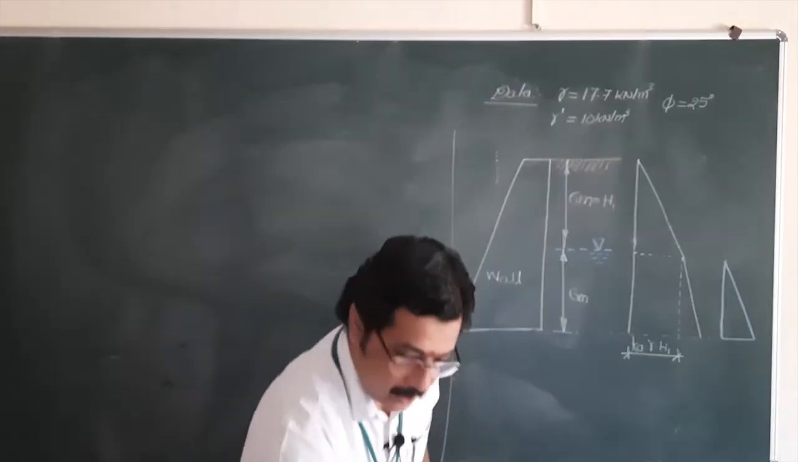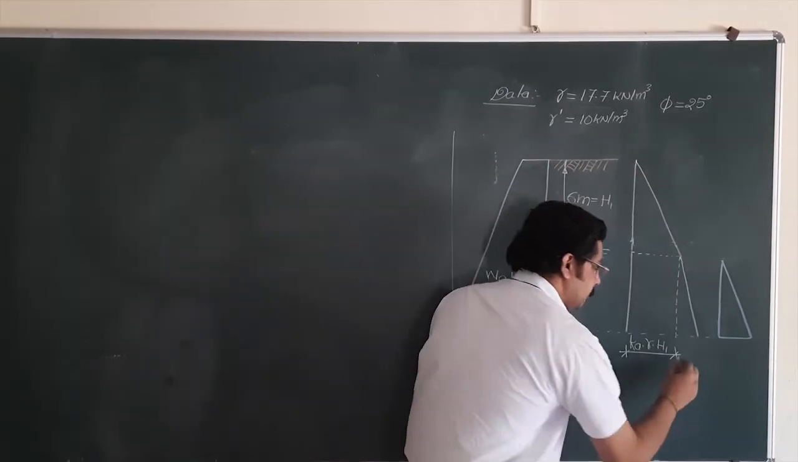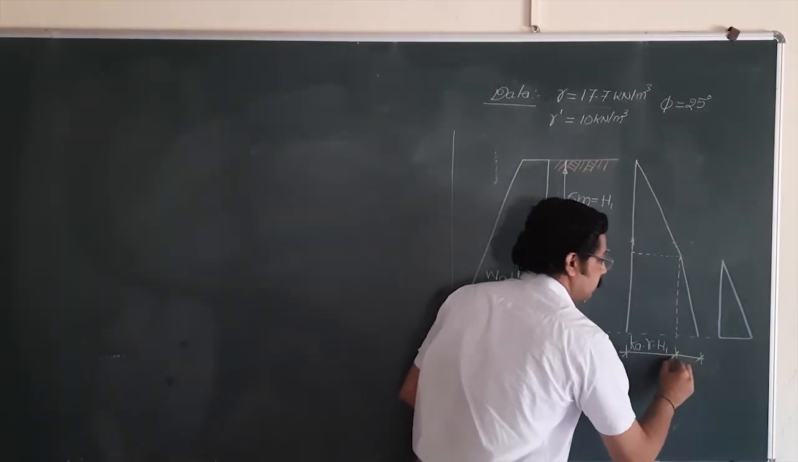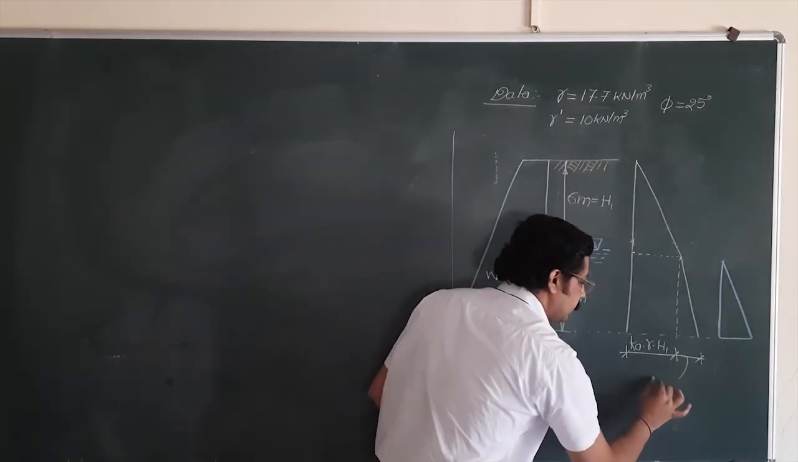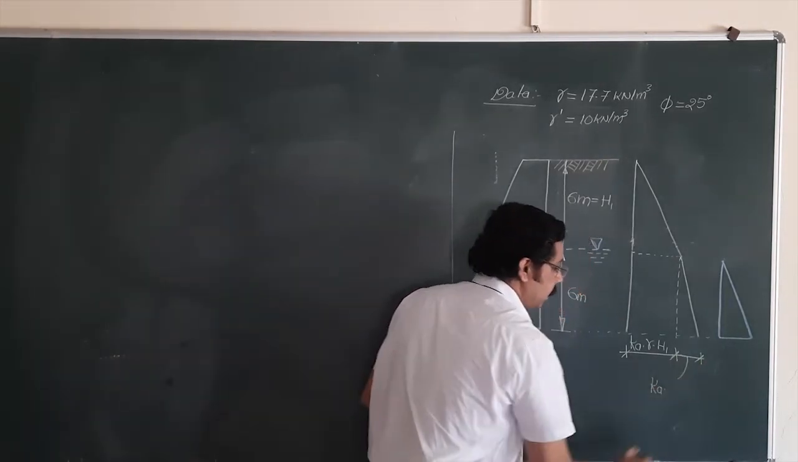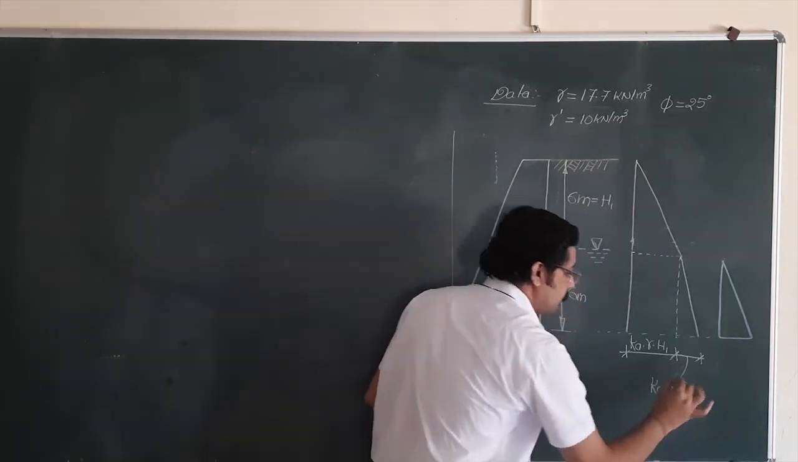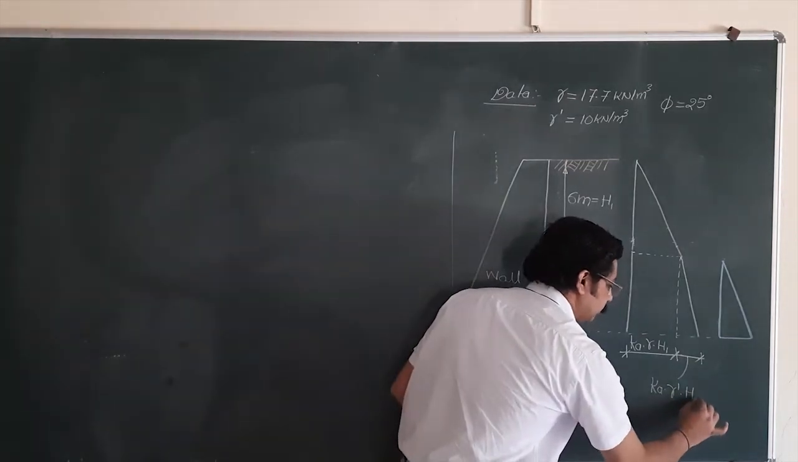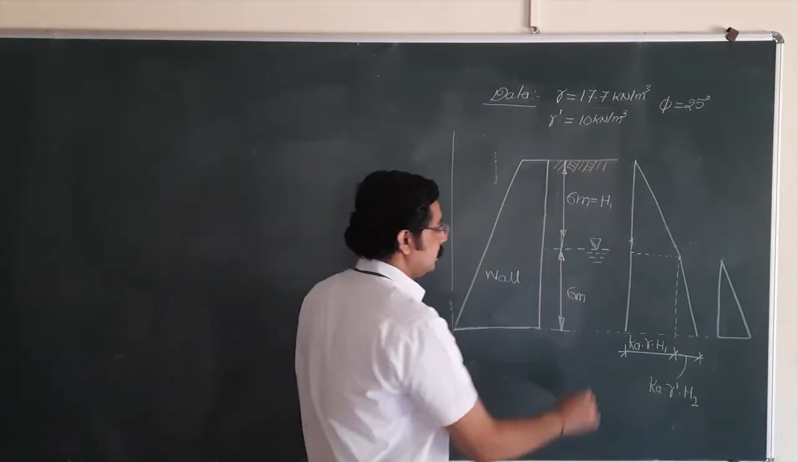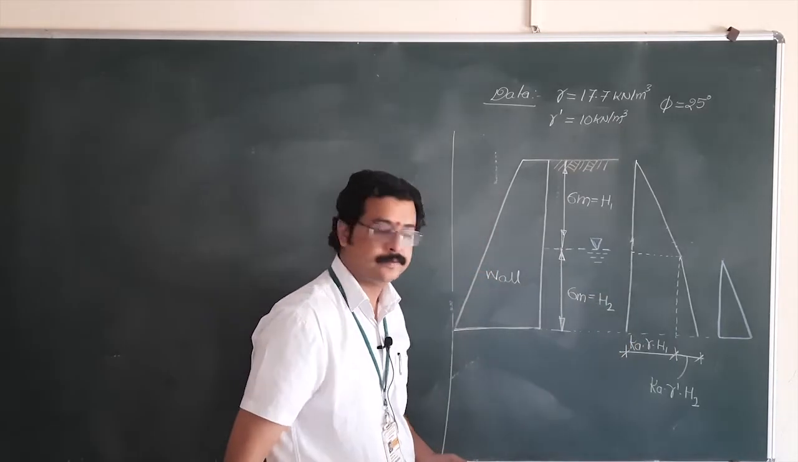Alright, thereafter pressure due to submerged unit weight. So this bottom portion of the triangle, the base of the triangle, how much will it be? It is going to be Ka, that is the coefficient of active earth pressure, multiplied by submerged unit weight multiplied by H2. What is H2? H2 is this 6 meter again.